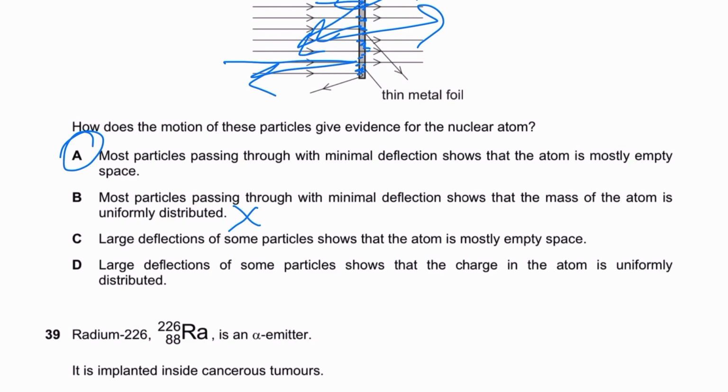C. Large deflections of some particles show that the atom is mostly empty space. No. If we had large deflections, it would be because the atom is mostly made up of the positive nucleus. If we had large deflections, but we don't, because it is empty space. This part is correct, then we would have small deflections. D. Large deflections of some particles show that the charge in the atom is uniformly distributed. Incorrect again. If you do not understand, this is a very theoretical concept. You need to go study it in your textbook to understand it.